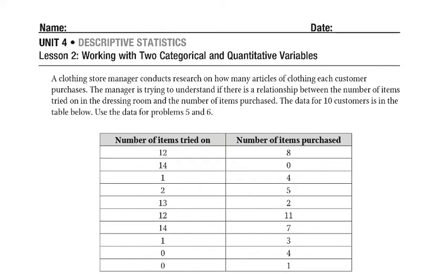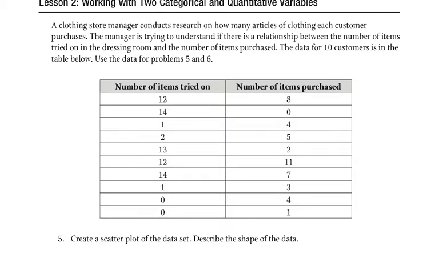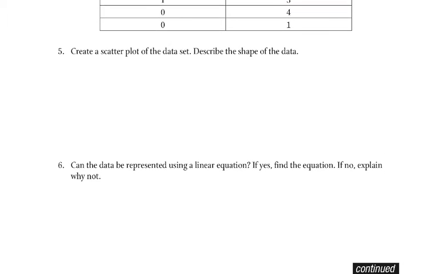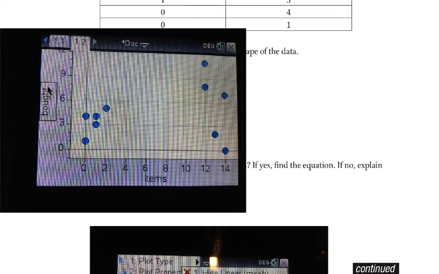Alright, so let's do it this time. A store manager conducts research, trying to see if there's a relationship between the number of items tried on and the number of items purchased. So we create a scatter plot, describe its shape, and then decide, can we use a linear equation to figure it out? So once again, we create our list and spreadsheet, data and statistics.